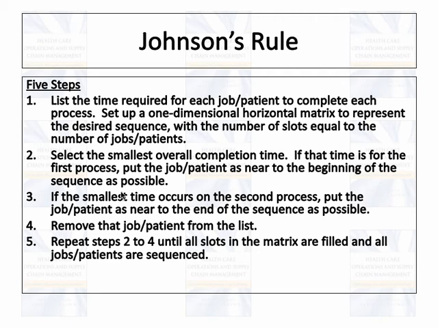Remove that job from the queue and repeat steps 2 to 4 until all slots on the matrix are filled and all patients are sequenced. So this is a sequencing problem. It breaks each patient's processing time into different processes. If a patient requires less time up front, put him up front. If a patient requires less time in the second process, put him down there. We're going to solve a problem on Wednesday on this issue so that you can completely understand Johnson's rule.